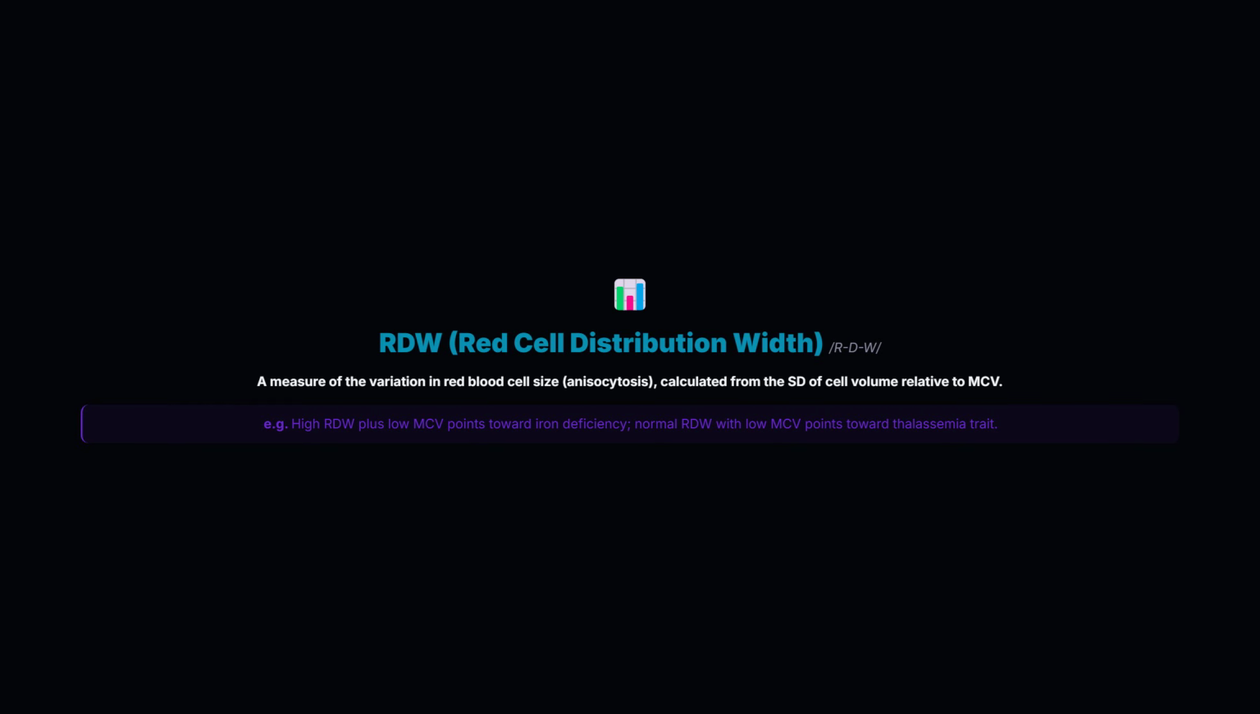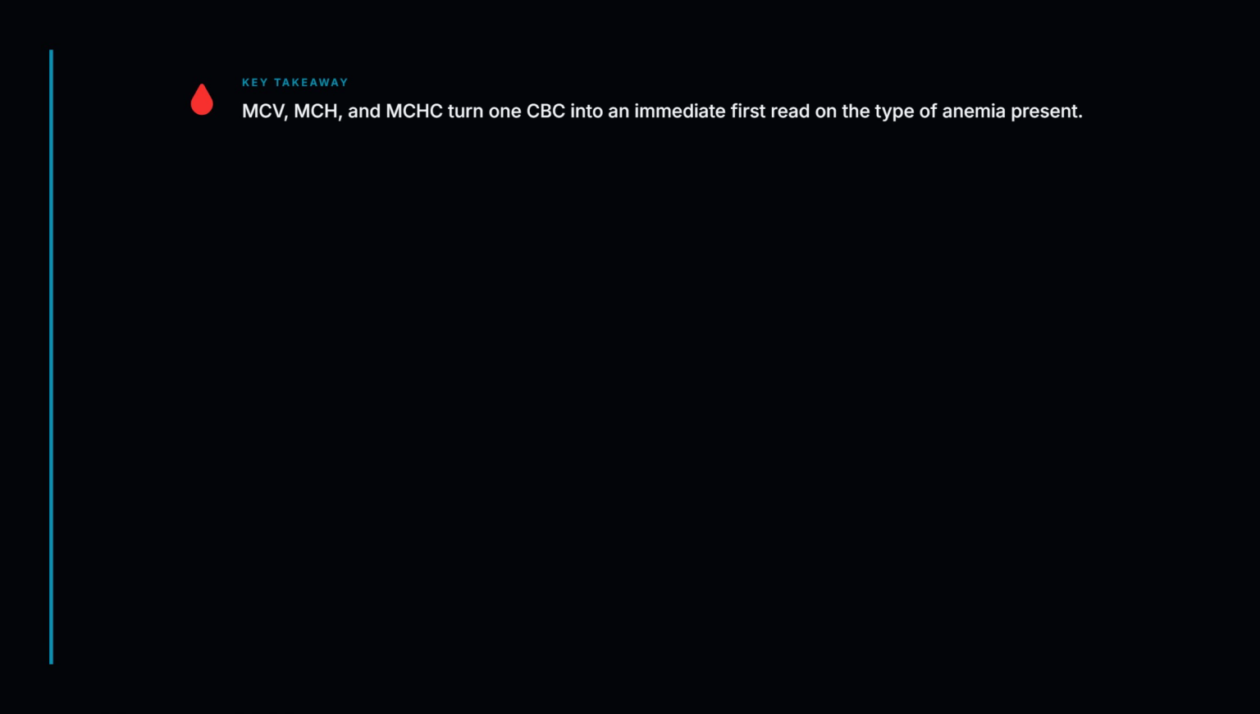One more index worth knowing, RDW, red cell distribution width, measures how much red cell sizes vary from each other. A high RDW with a low MCV, for instance, points specifically toward iron deficiency over thalassemia trait. 3 simple divisions off one CBC, and a technologist already knows the shape and color of the anemia before a single additional test is ordered.